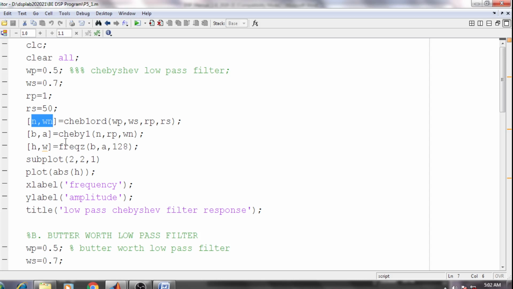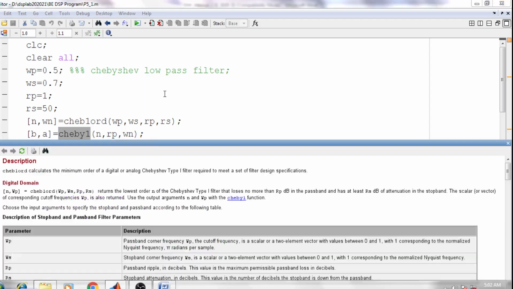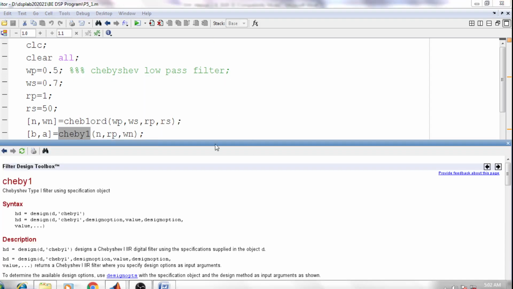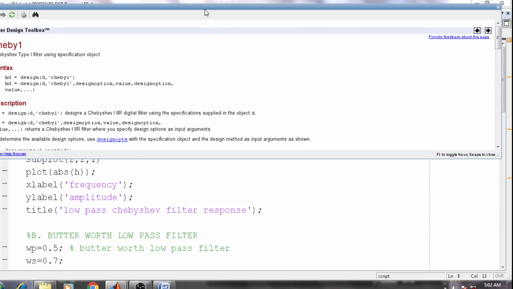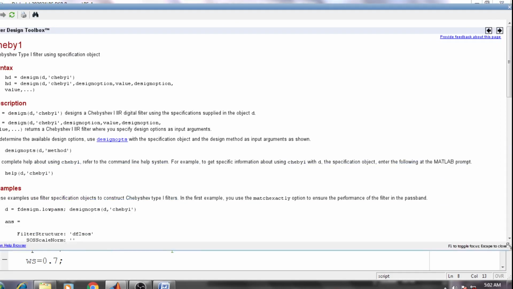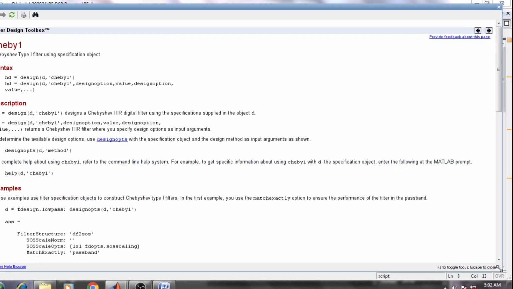Now we are going to pass these two values to our Chebyshev filter. The Chebyshev filter will be defined with the help of cheby1. Cheby1 is the name. I am again opening the help and showing you what the use of this is. I hope the screen is visible to you. Here cheby1 is a Chebyshev type 1 filter using specific object.